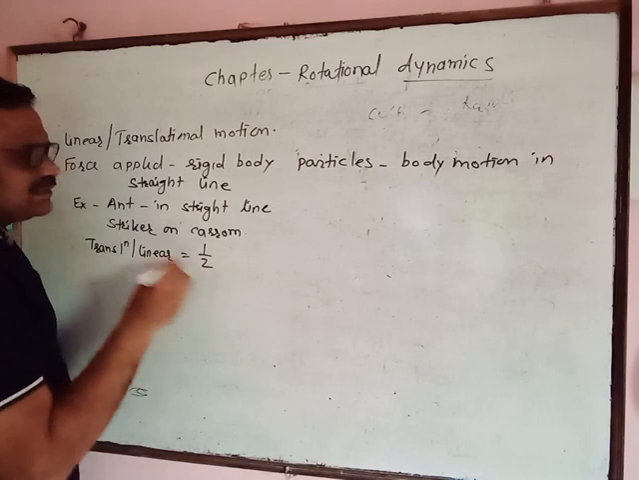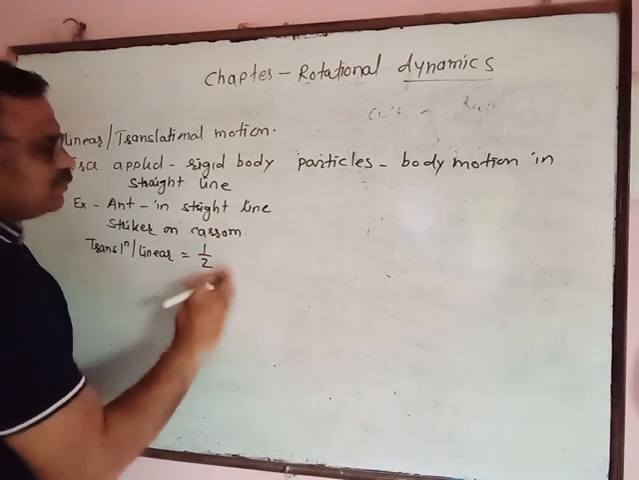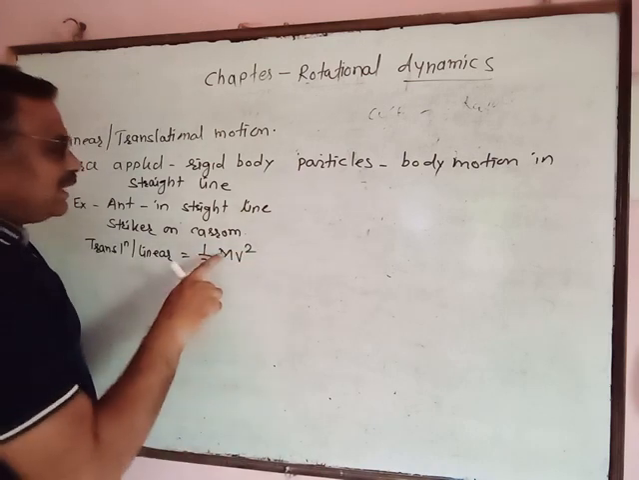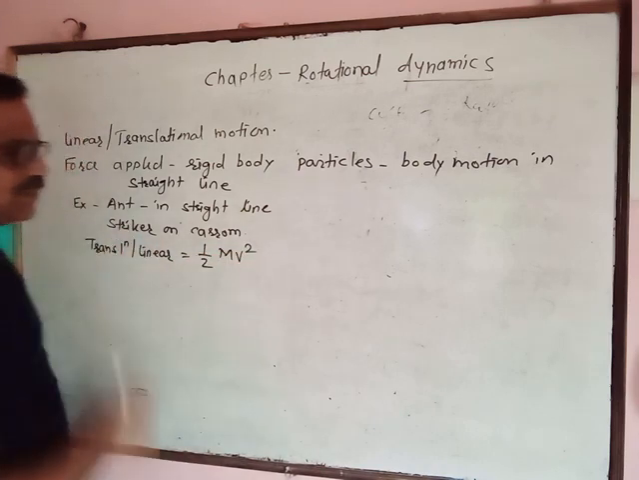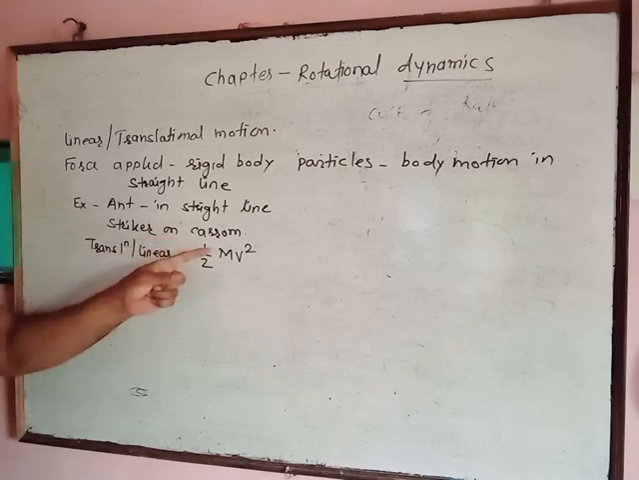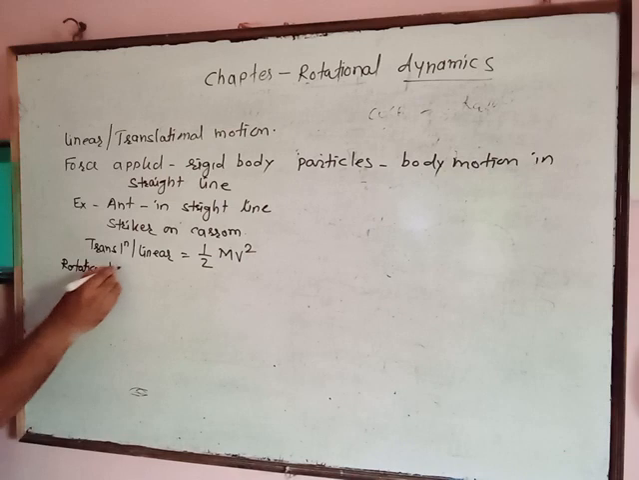Translational kinetic energy is given by the formula 1/2 m v square, where m represents the total mass of the body and v represents linear velocity. This is the expression for translational motion. Now we discuss the second type of motion, which is known as rotational motion.